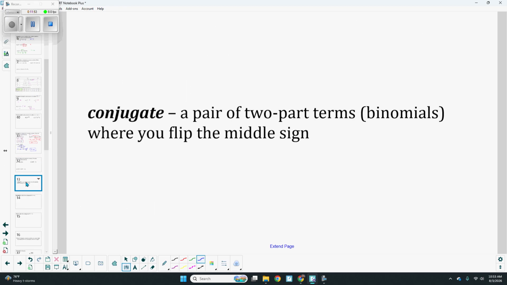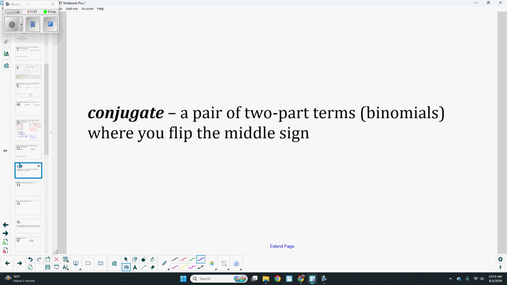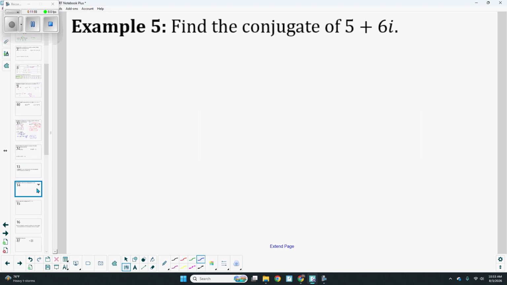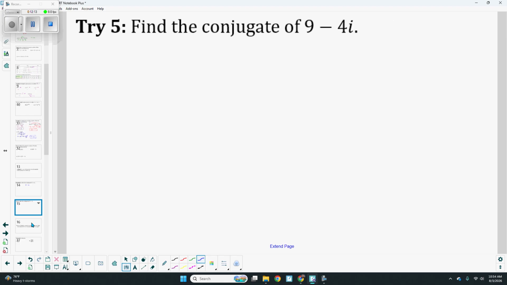So a conjugate, or conjugates, are pairs of two-part terms, binomials, where you flip the middle sign. And what we mean by that is if I had the term 5 plus 6i, the conjugate of that would be 5 minus 6i. We're just taking the same two things, same places, but we changed the middle sign. So here, you're going to find the conjugate of 9 minus 4i. You can pause. Answers posted in the blank notes on Google Classroom.